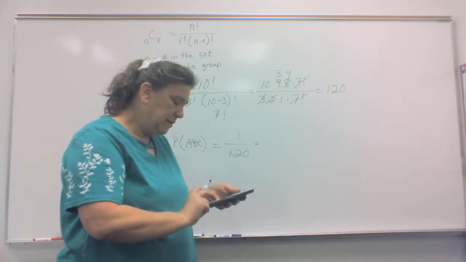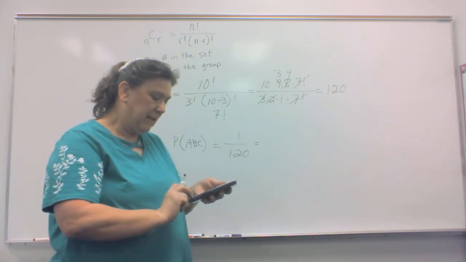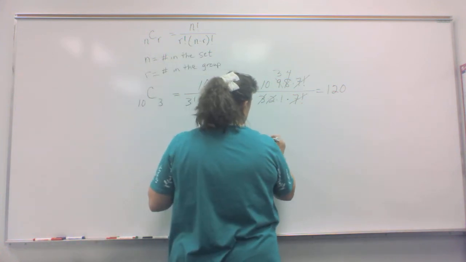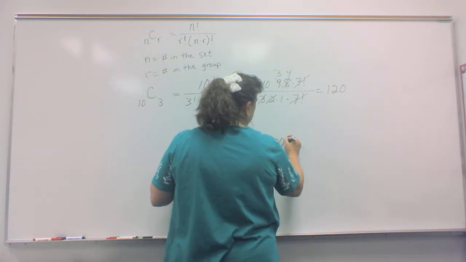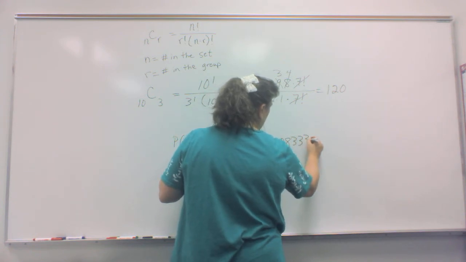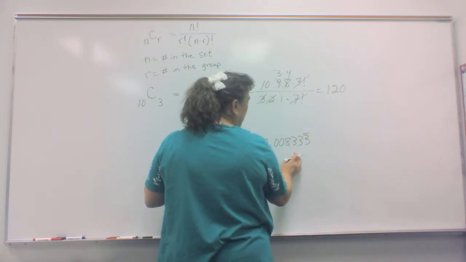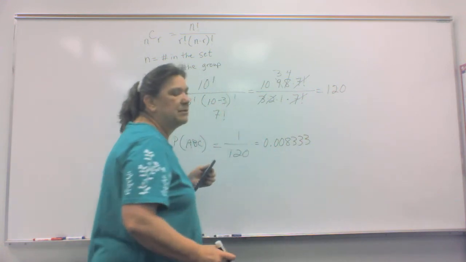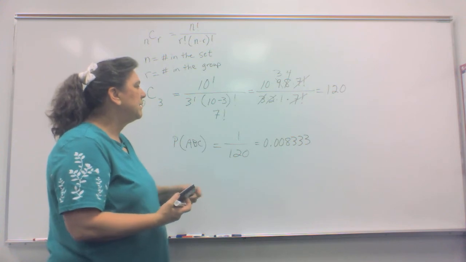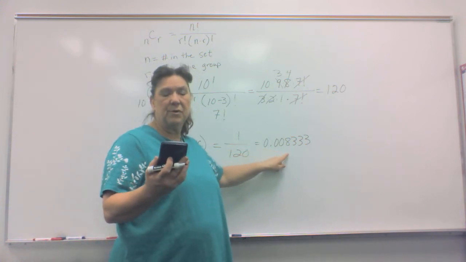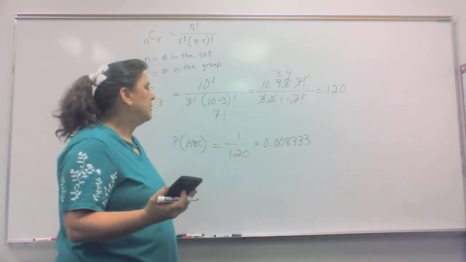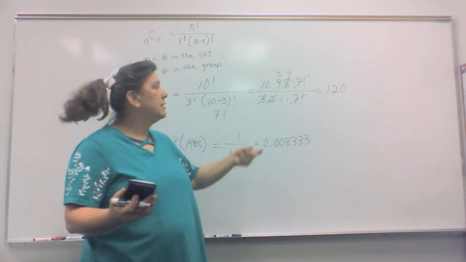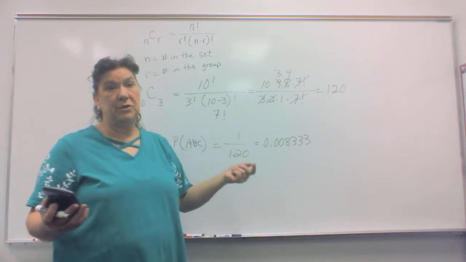So 1 divided by 120 is equal to 0.008333, and the 3 is repeating. So 2, 4, 6, I'll just drop my repeating and cut everything else off. So my probability on this one is 0.00833, and so that's a lot bigger a chance than the one that had 1 out of 720.